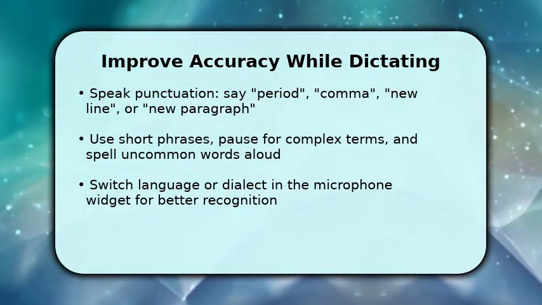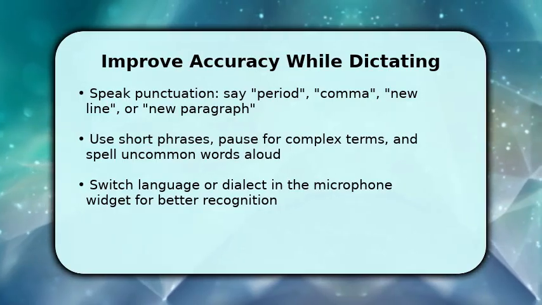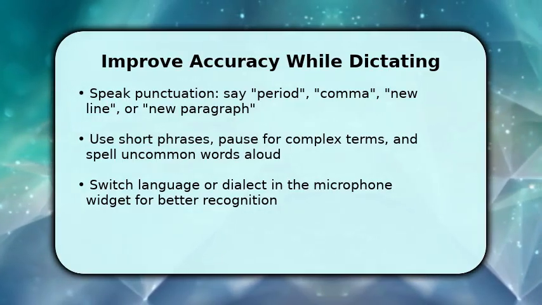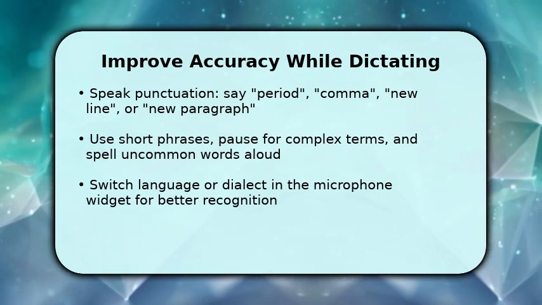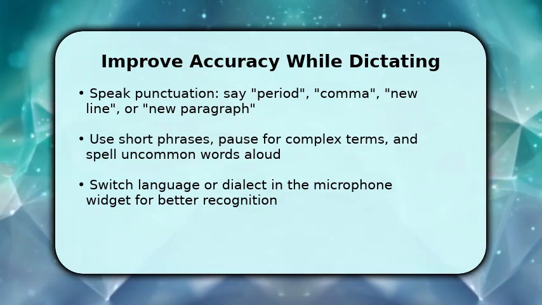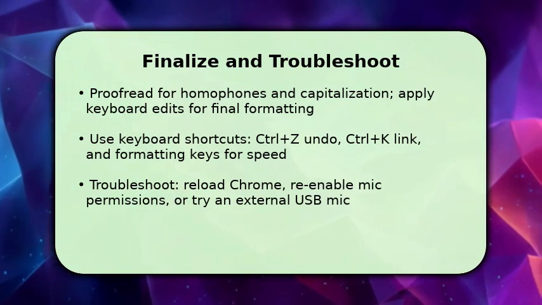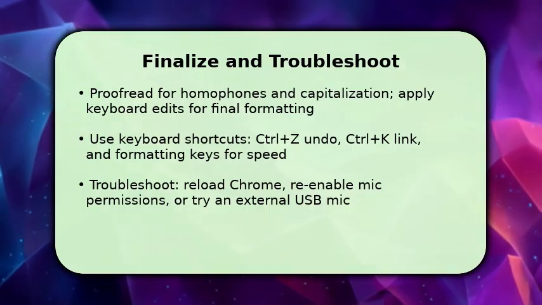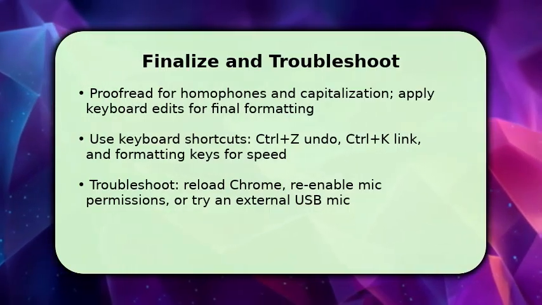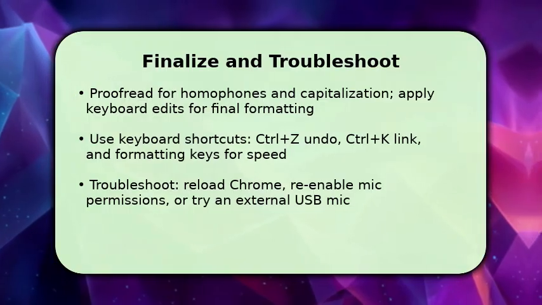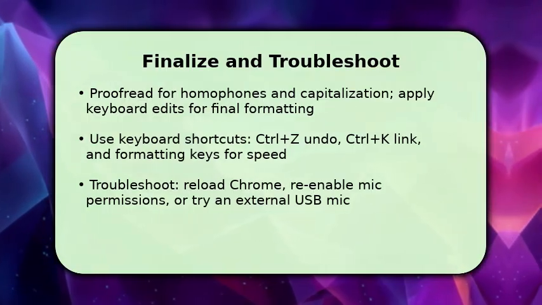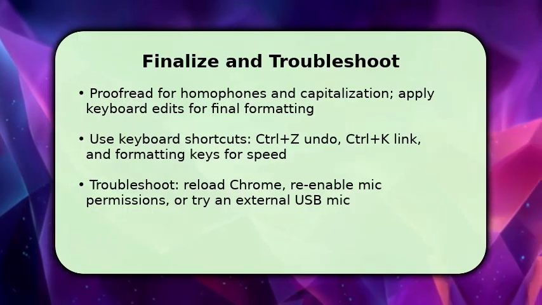Once done, change the language or regional dialect in the voice typing menu to improve recognition for accents and technical vocabulary. To finish, proofread the document for common voice typing errors like homophones, missing capitalization, or punctuation quirks, and make manual edits with keyboard shortcuts to save time. Export or share the file once formatting is correct.